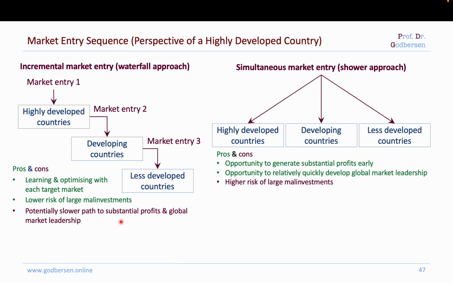On the other hand, with the simultaneous market entry approach, where you go into all or virtually all of the countries at the same time, there are some benefits. If you do it right, you quickly generate substantial profits very early, and you can develop global market leadership. But you need to be on point. You need to be right. If you get something fundamentally wrong, you have sunk a lot of money. So the risk of malinvestments is very high.